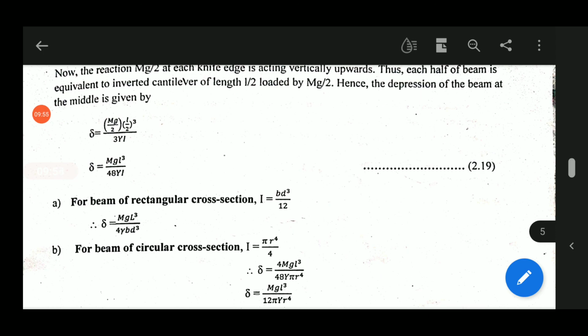So I have completed unit 1 here. In the next lecture, we will solve some problems on the basis of unit 1. Thank you.